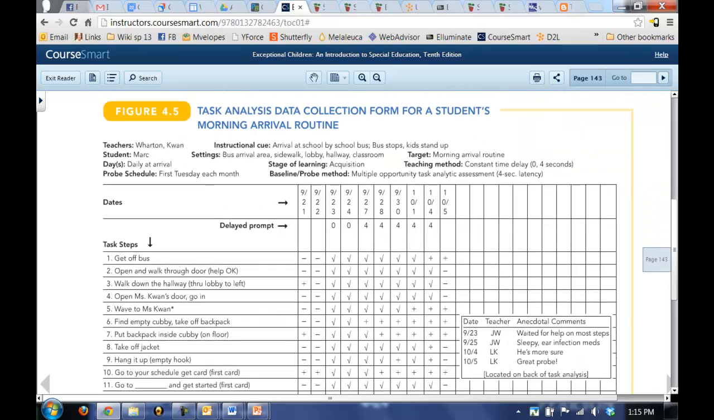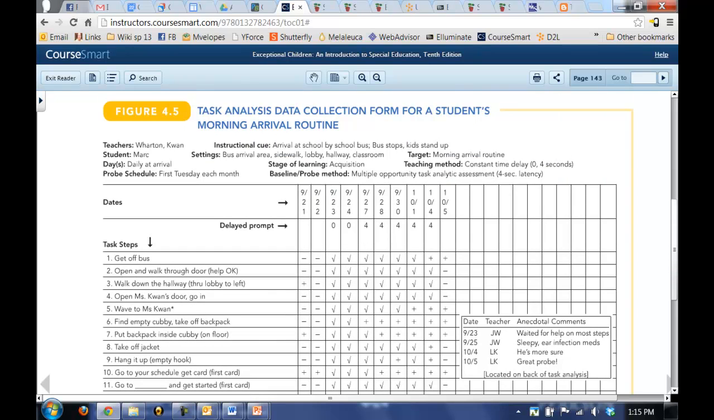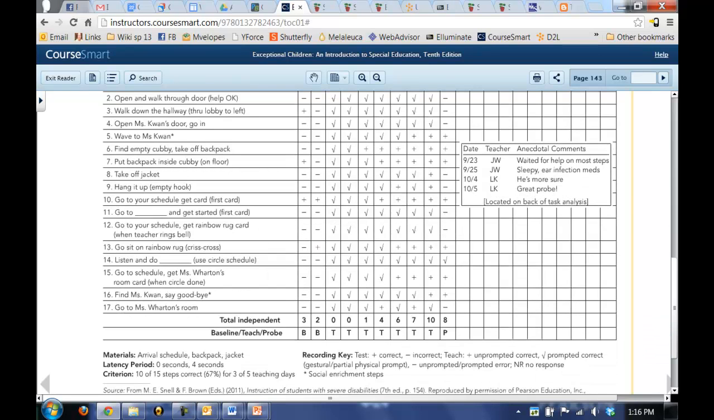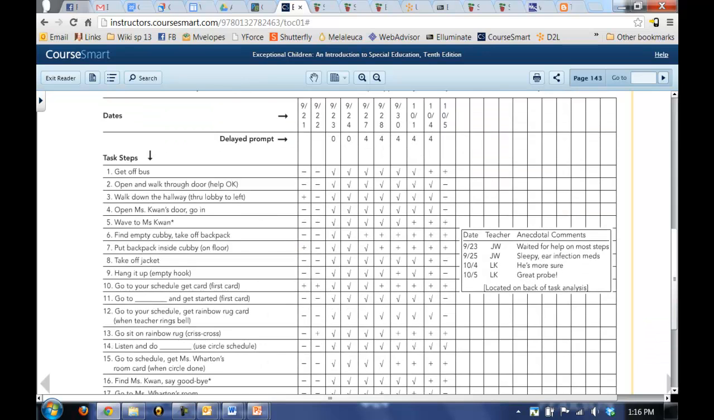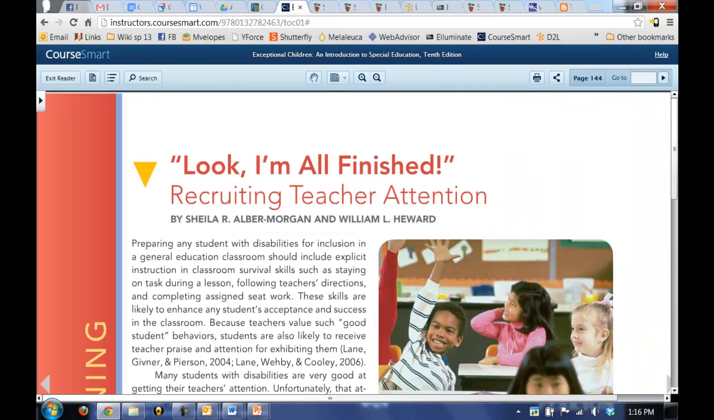And this is a very good thing about a task analysis. I don't know if you're familiar with that term, but it's where you take a task that they need to do and break it into individual steps, and then you check it each day to see whether they can do it. This is the one for morning arrival routine. When they get off the bus, they open and walk through the door. It seems rudimentary, but for somebody functioning at a very, very young age, even though they're older, it's a huge thing that they can do this. It's how you track it each day and teach it each day, with prompts and those types of things. So it's very good for that.